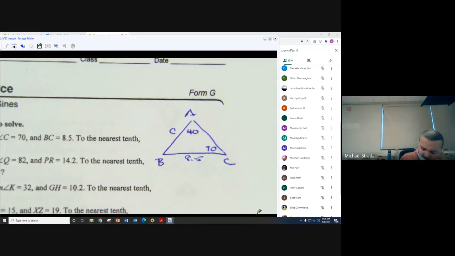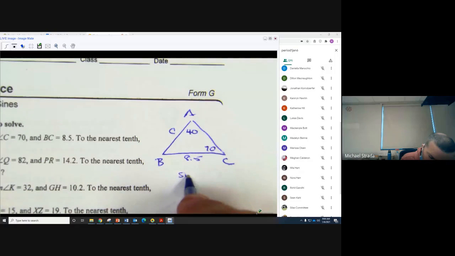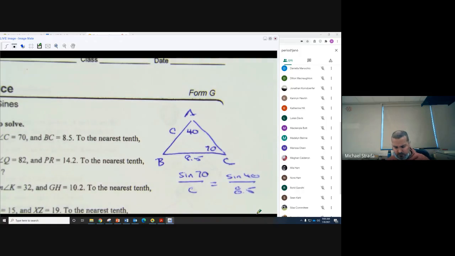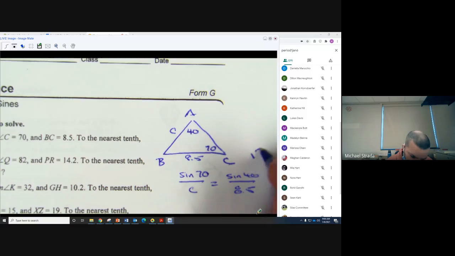Depending upon whether you put the sine on the top or the bottom, sine 70 over c equals the sine of 40 over 8.5. Then you cross multiply: 8.5 times sine 70 divided by sine 40. That comes out to be approximately 12 point.